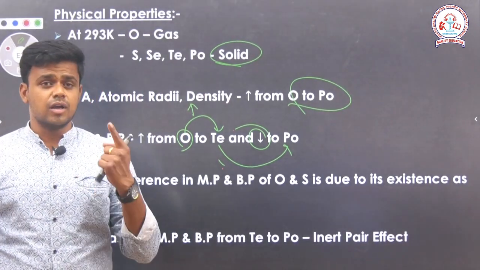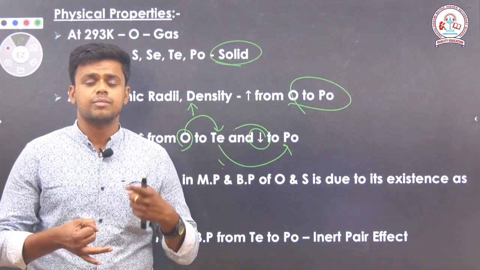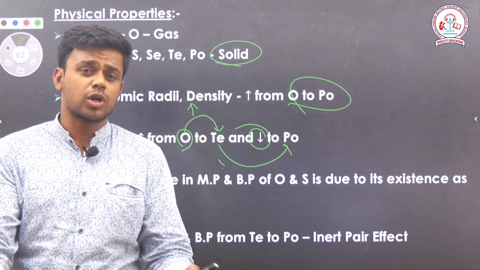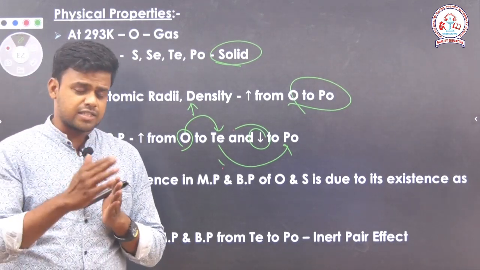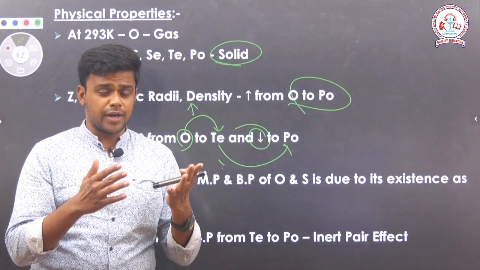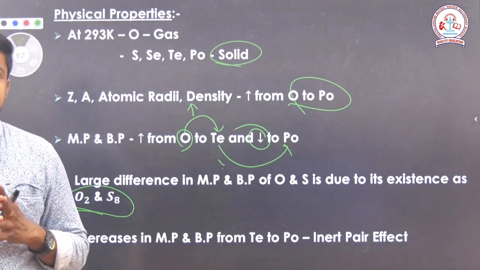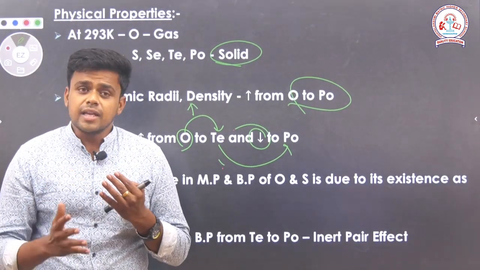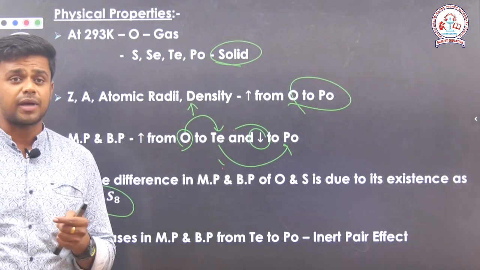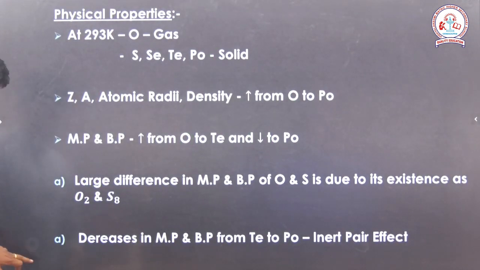At 293 Kelvin, oxygen only exists as a gas, and the rest of the elements exist as solids. Atomic number, mass number, atomic radii and density increase from oxygen to polonium, no doubt in that. The melting point and boiling point increase from oxygen to tellurium and decrease to polonium. There is a sudden increase in the melting point and the boiling point from oxygen to sulfur. It is all because of their existence as diatomic and octatomic. Then the decrease in the melting point and the boiling point from tellurium to polonium is completely because of the inert pair effect, which I have mentioned, the reluctance of the ns electrons.